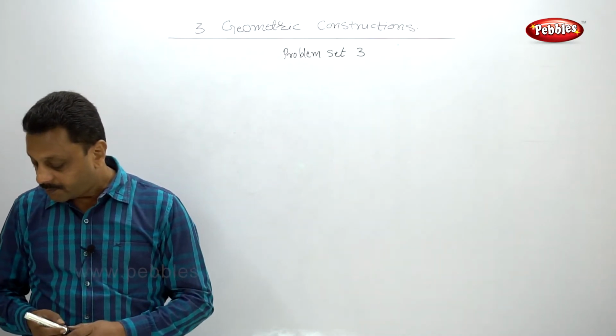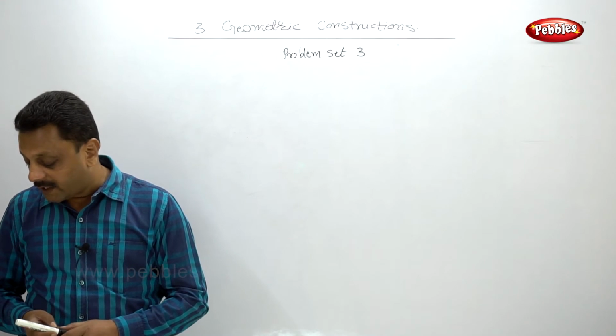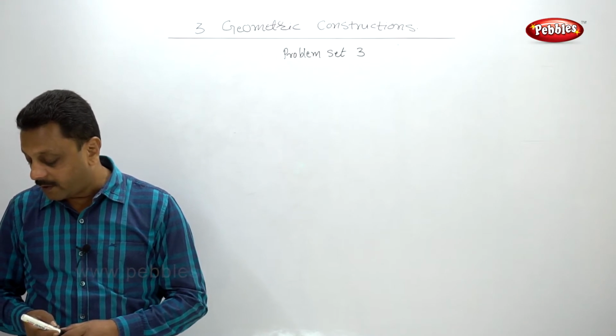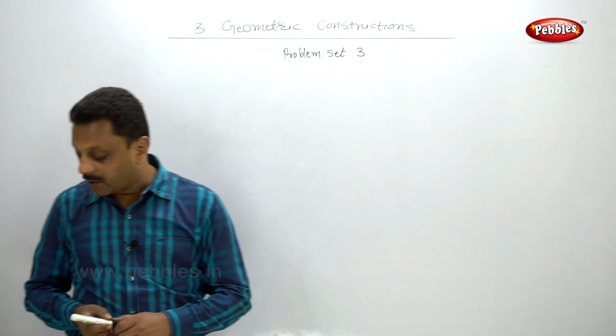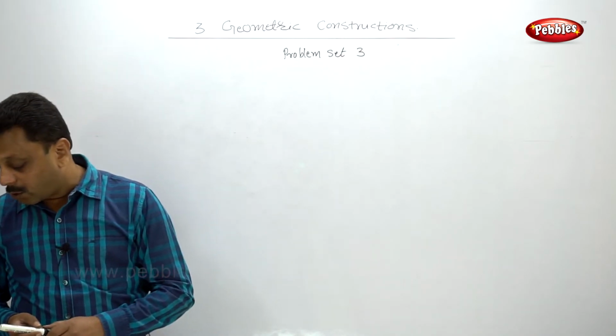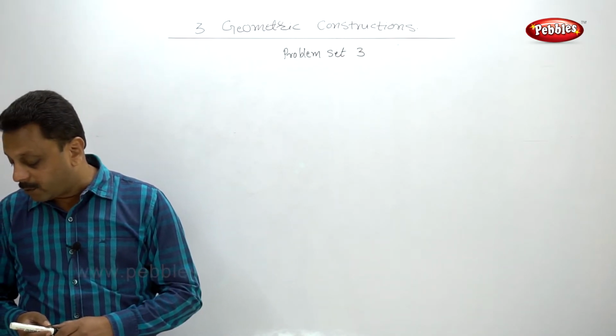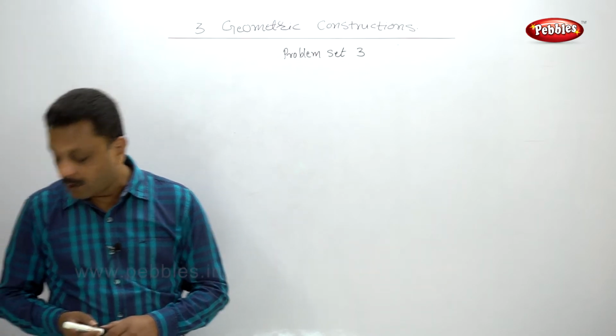Fifth one, construct triangle DEF such that DE is 6.5, angles E and F are 50 and 30 degrees. Draw EM perpendicular to DF. Measure the length of segment EM. You have to draw one triangle. Let us see the rough figure for this.